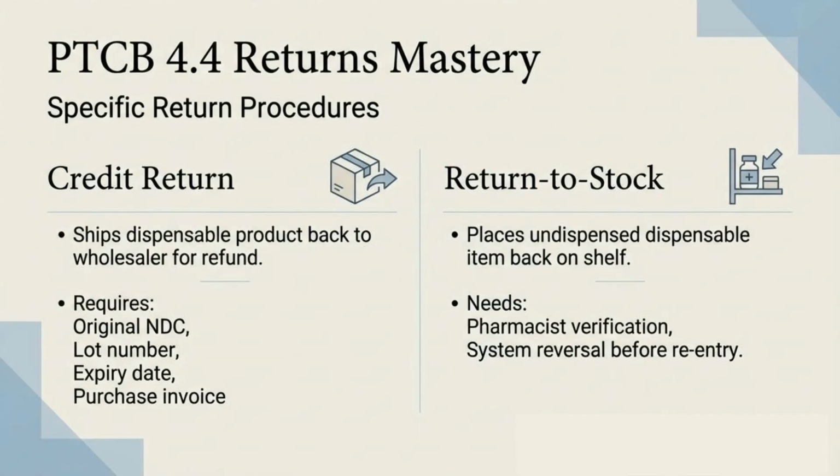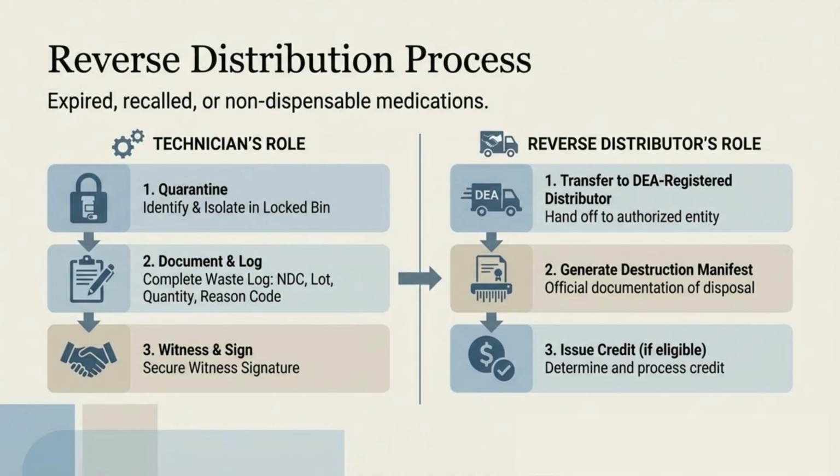Credit returns involve shipping dispensable products back to the wholesaler for a refund, requiring the original NDC, lot number, expiry date, and purchase invoice. Return to stock places undispensed dispensable items back on the shelf, needing pharmacist verification and a system reversal. The reverse distribution process for expired, recalled, or non-dispensable medications involves the technician quarantining and documenting the waste. The reverse distributor handles the transfer, generates a destruction manifest, and issues credit if eligible.